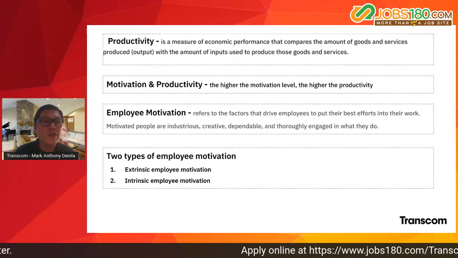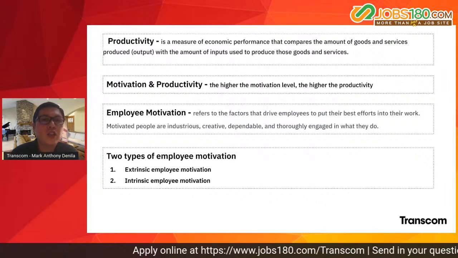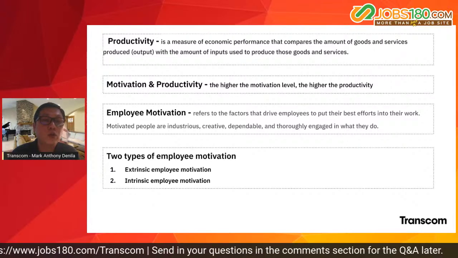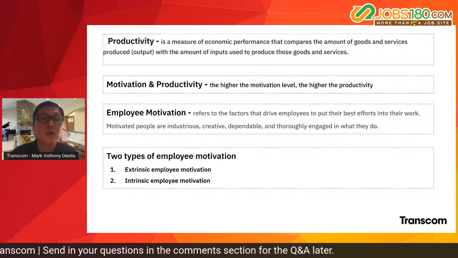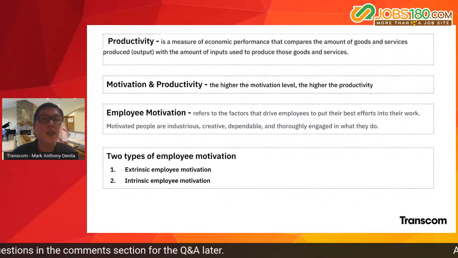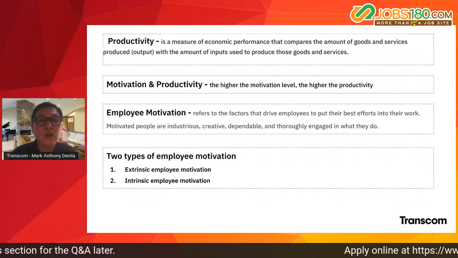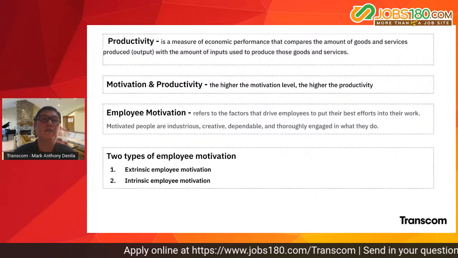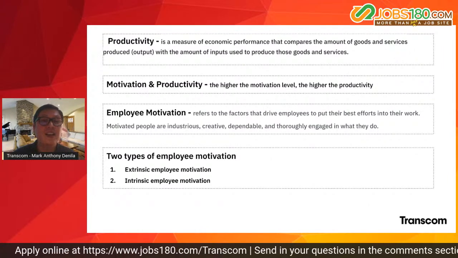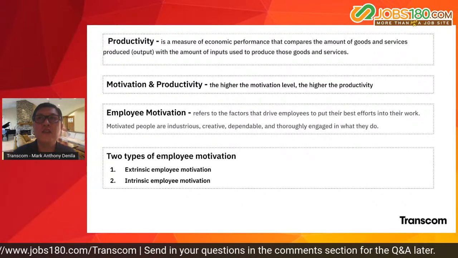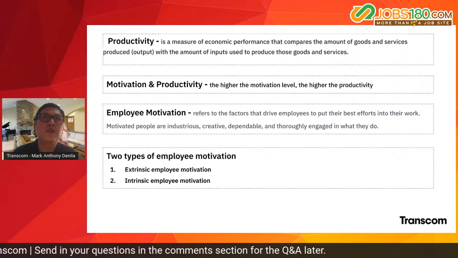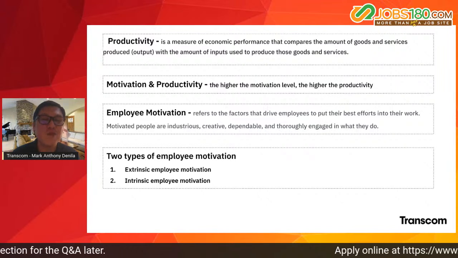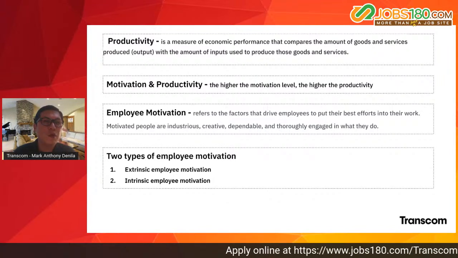Now let's go to productivity. Productivity is a measure of economic performance that compares the amount of goods and services produced with the amount of inputs used to produce those goods and services. So the end result could be either goods or services. All right. So how are motivation and productivity related? The higher the motivation level, the higher the productivity. If all of the employees are motivated to achieve a certain goal, then it will be much faster and they'll be more productive.